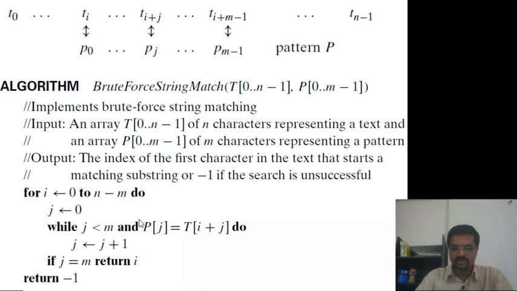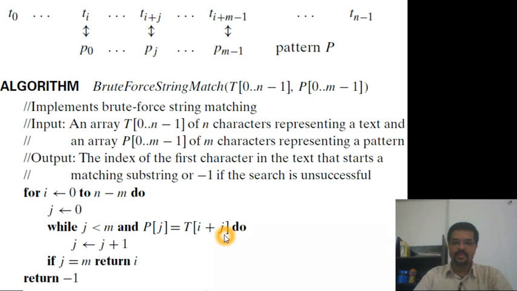In a failure case, a character of the pattern doesn't match with the character of the text. In that case, this condition is false, and then it comes out of the while loop, and j will be less than m in that case, and obviously this condition is also false. So it looks for the next I, so it keeps on doing it. So if you don't find any of the successful cases, then we come out of the for loop eventually and say it's not found. So success case is returned here and failure case is returned here, right?